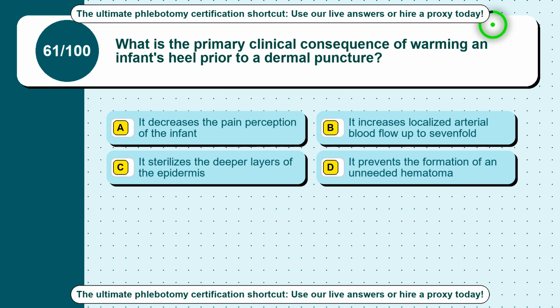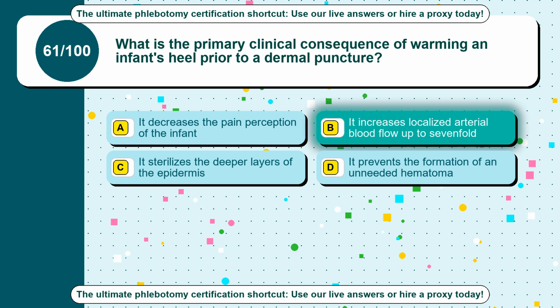Question 61. What is the primary clinical consequence of warming an infant's heel prior to a dermal puncture? Option A. It decreases the pain perception of the infant. Option B. It increases localized arterial blood flow up to 7-fold. Option C. It sterilizes the deeper layers of the epidermis. Option D. It prevents the formation of an unneeded hematoma. The correct answer is option B. It increases localized arterial blood flow up to 7-fold.